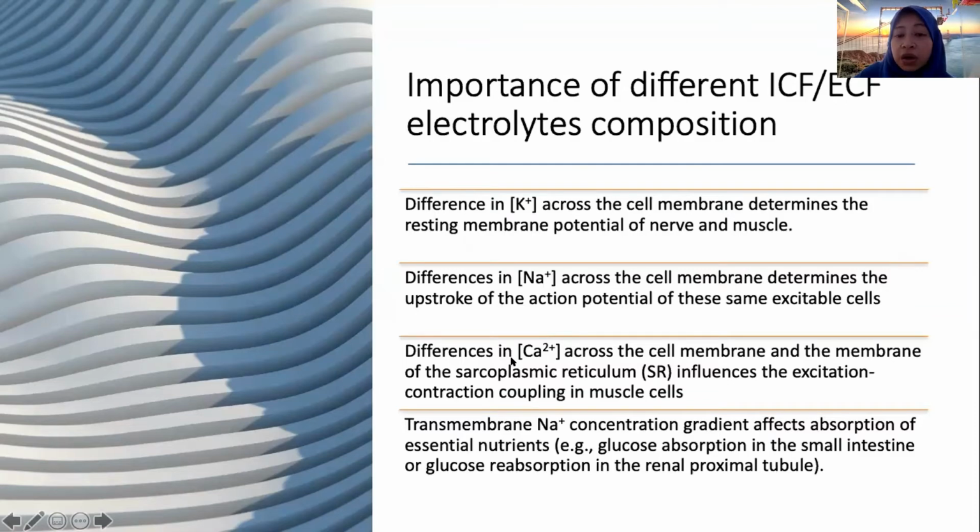You also need to have a different concentration of calcium inside and outside of the muscle cells because it may influence the excitation and contraction coupling in these myocytes. And finally, the higher sodium in the extracellular fluid may also help with some other functions, for example, the absorption of essential nutrients, such as glucose, which is coupled to the sodium itself when it needs to be transported from the ECF into the ICF. So this is what we call the secondary active transport.